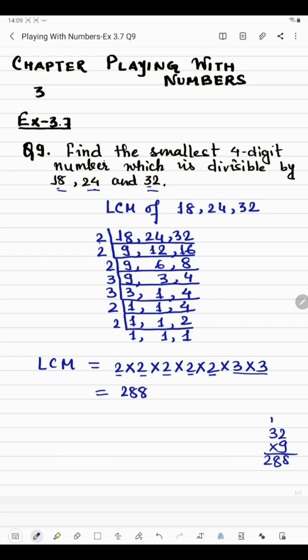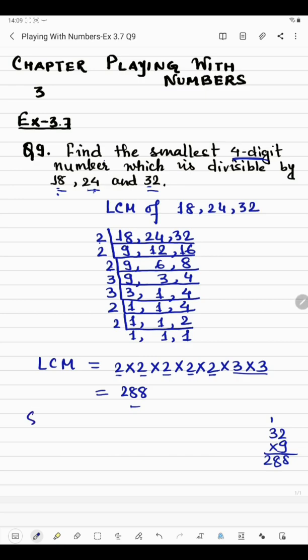Now this 288 is divisible by 18, 24 and 32. Means when you divide 288 by 18, 24 and 32, we get 0 as remainder. Okay. But here we will have to find a 4-digit number. Smallest 4-digit number we will have to find, and this is having 3 digits. So we will have to find the multiple of 288. So since 288 is divisible by 18, 24 and 32, the multiple of 288 also will be divisible by 18, 24 and 32. Right?